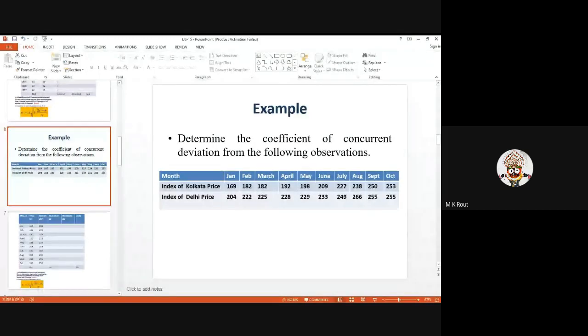Have you finished writing the data? No, sir. Sanjeev Biswal, what is the answer for the previous example?